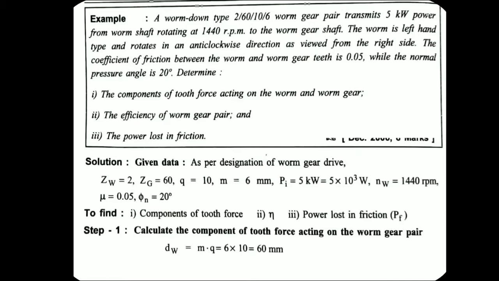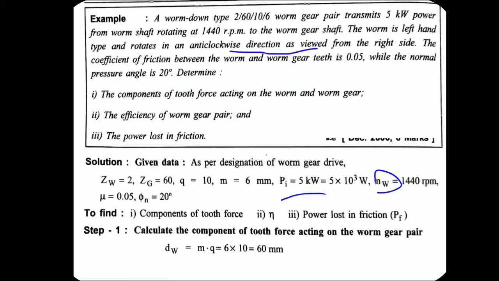The worm gear pair transmits 5 kilowatt power from the worm shaft rotating at 1440 rpm. Now power is given, that is transmitted from the worm, so that is input power. That's why Pi is equal to 5 kilowatt we have taken here. The worm shaft is rotating at 1440, which means the rpm of worm, NW. Then the worm is left hand type. Of course, it is left hand and rotates in an anti-clockwise direction as viewed from the right side.